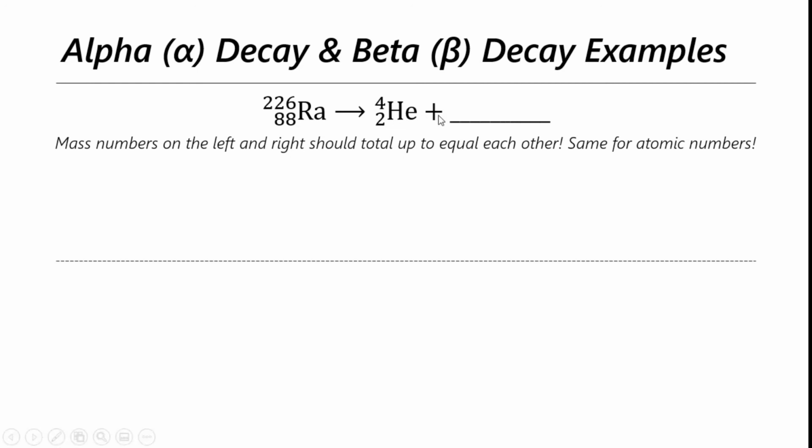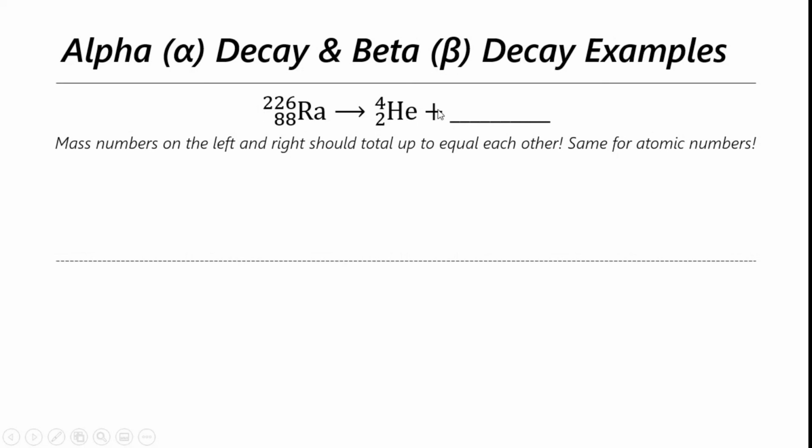Whatever we have up top on the left side has to be equal to the top on the right side too. So 226, the mass number here, has to be conserved with what happens on the right side. Even though we have some stuff split off, it's all got to be there somewhere. So the mass number of 226 has to be equal to 4 plus another mass number, so 226 equals something plus 4.